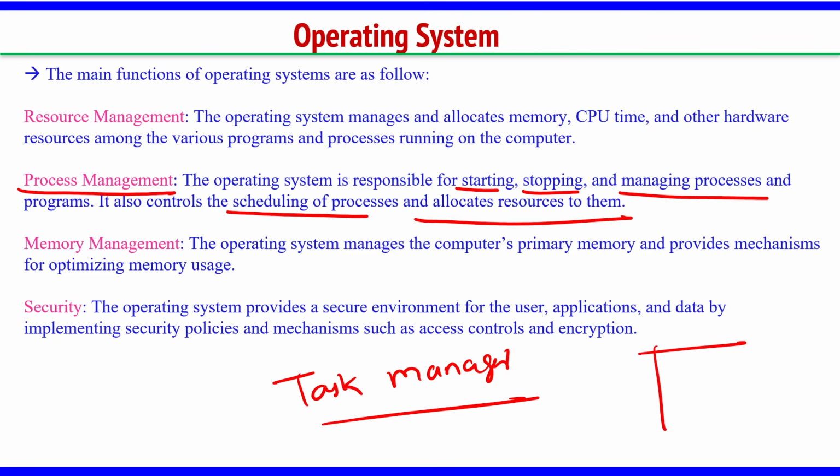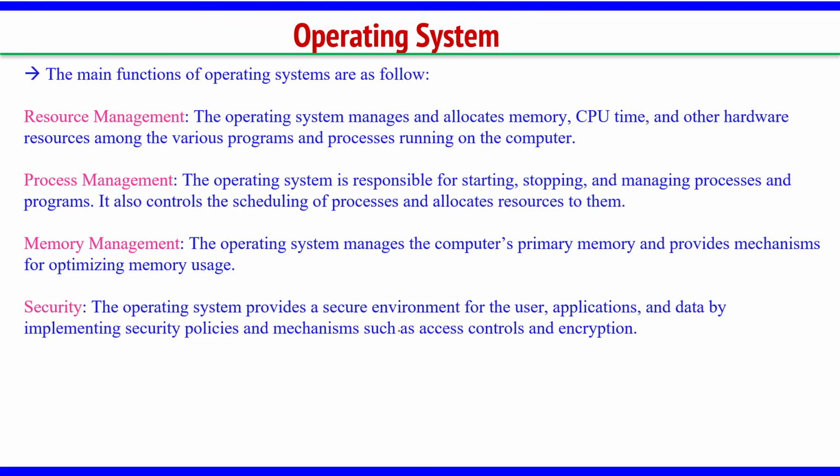You are opening a Word document, a process is started. You are playing some music, a process is started. Processes are what actually take care of the running of that particular activity, so those also have to be taken care of by the operating system. And the third one, memory management. The OS manages the computer's primary memory and provides mechanisms for optimizing memory usage. This is also one of the responsibilities of the OS.